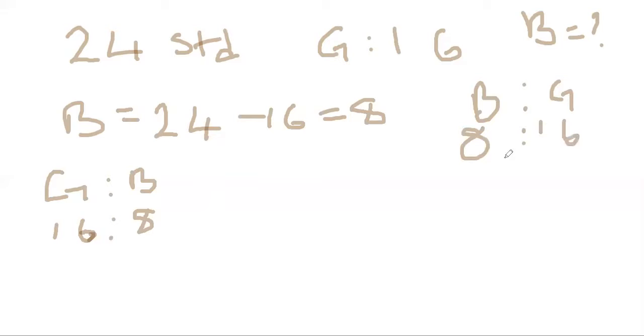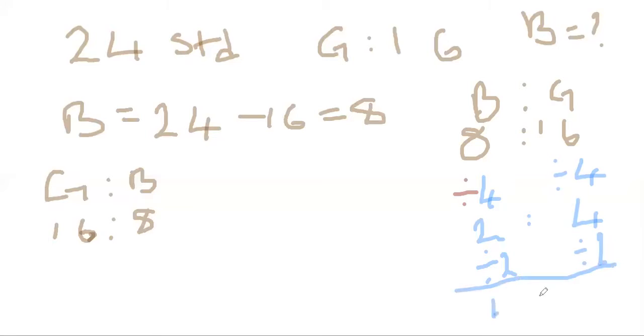To simplify this is very easy. Let me pick another color. I can divide here by 4, and I can divide this one by 4, because 4 is a common factor. And I'll get a 2 here and a 4 here. Still, I can divide by 2. I've not finished. Then I divide by 2 again, which will give me the final answer, 1 and 2. So this is the final ratio, 1 is to 2.